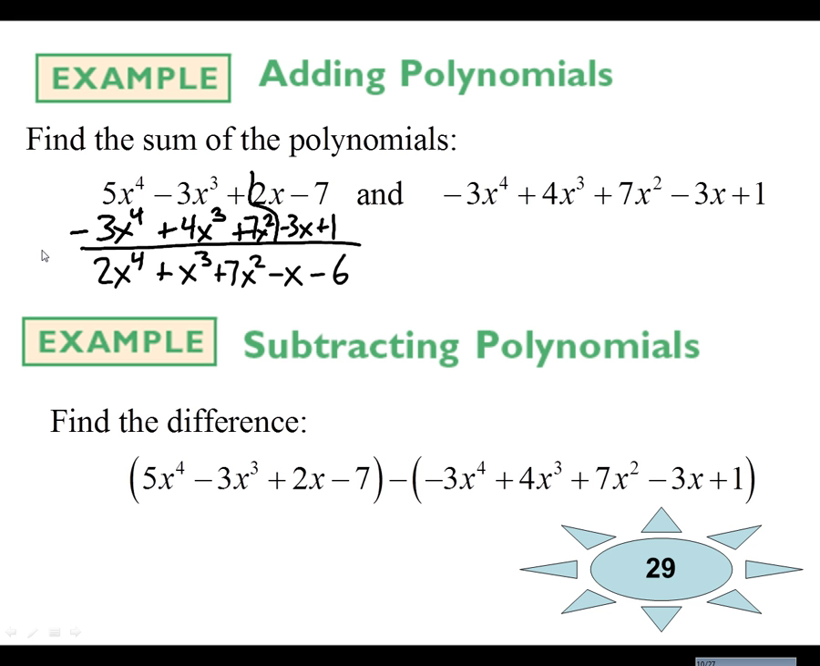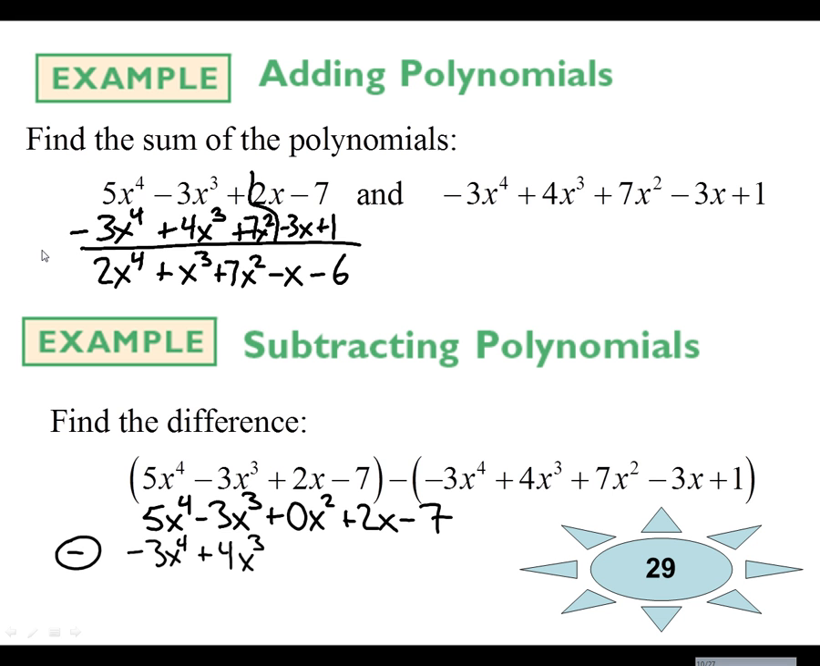I'm going to rewrite this so we can have some space. 5x to the 4th minus 3x cubed. And then we're going to have, and you might want to just put a placeholder in here, 0x squared plus 2x minus 7. And then remember when you're doing subtraction, I like to put a big minus out here and circle it to know that we're going to change our sign. So we're going to minus the -3x to the 4th. We're going to add the 4x cubed. And we have 7x squared. We've got -3x, and we've got plus 1.